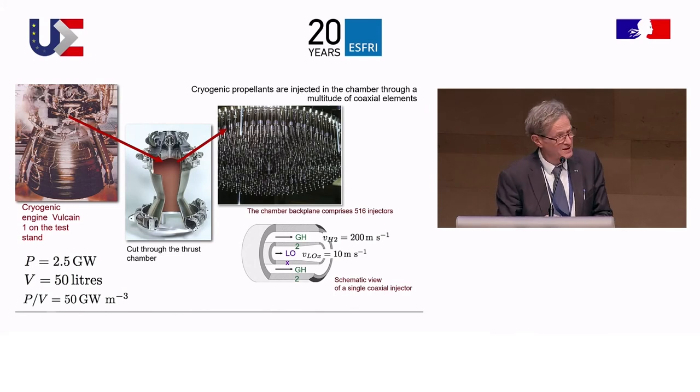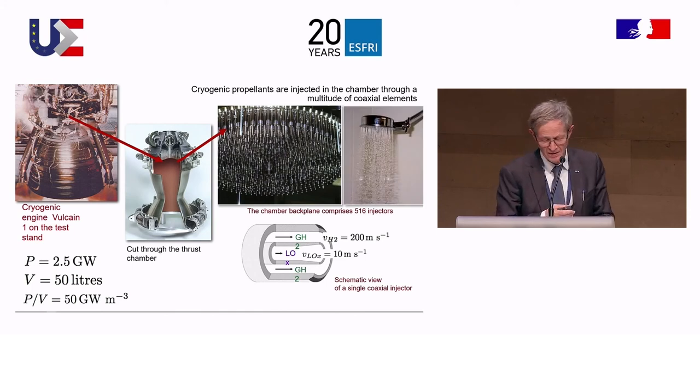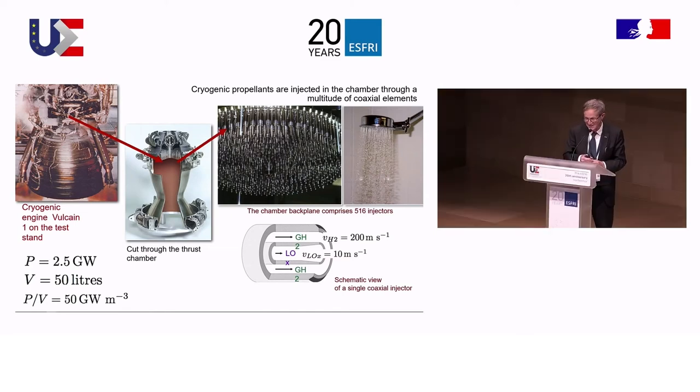There are many complexities in this engine. For example, you have 500 injectors. When I take a shower, I always think about the backplane of the rocket engine. It's a big shower cap, with these 500 injectors.